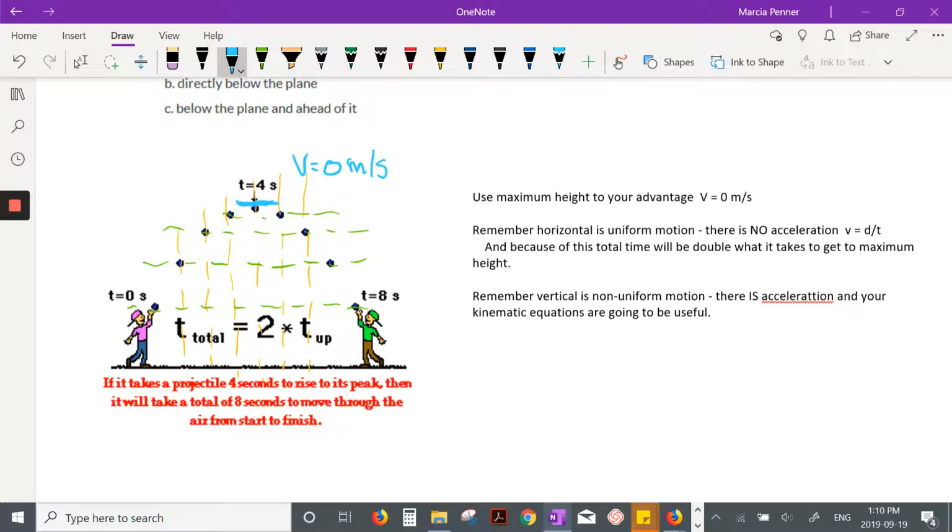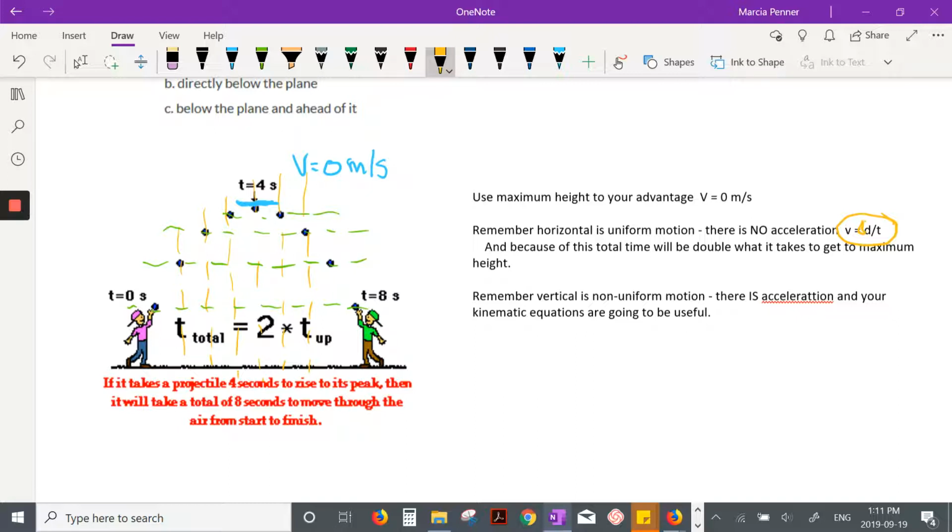Also, if you haven't already heard me repeat this multiple times, it's really important to remember that when we're thinking about the horizontal component, we're dealing with uniform motion. There is no acceleration. And so the equation that you're most often going to use whenever thinking about the horizontal is velocity equals, and I should have a change, delta d over delta t, right? There's no acceleration. Velocity is determined by the change of displacement over time.